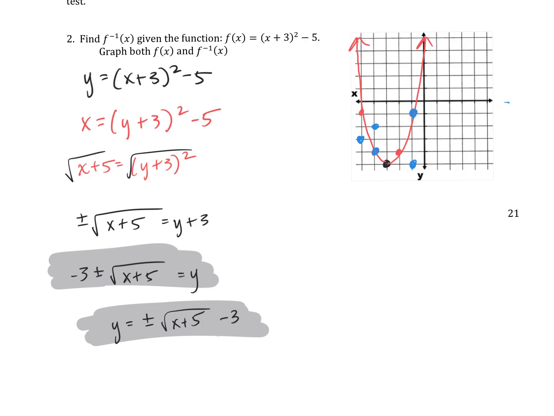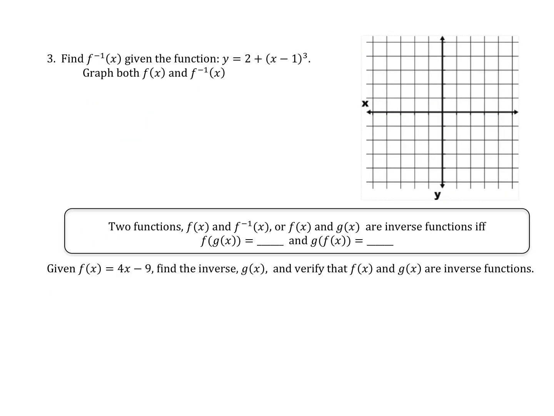Then can we connect them? And do we have a little parabola on its side? Yeah. Find the inverse of this guy. So again, that first step every single time. What was our first step on the last problem? What do you do with your x and your y? Flip them. So instead of writing y equals, I'm going to say x equals 2 plus y minus 1 cubed.